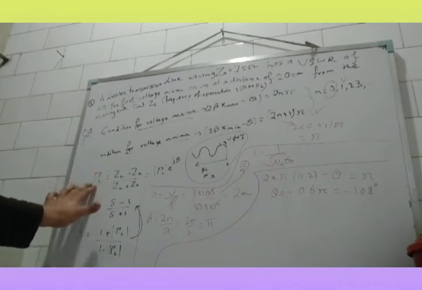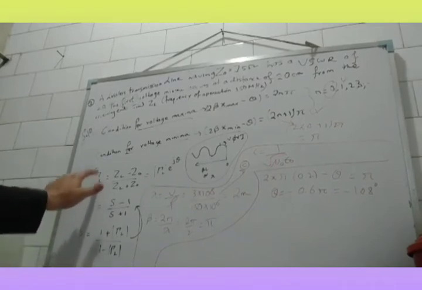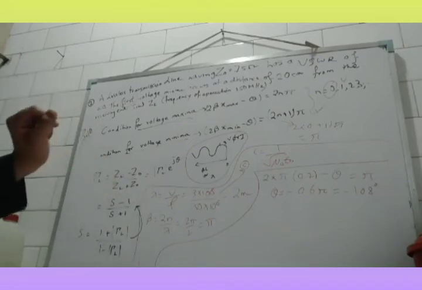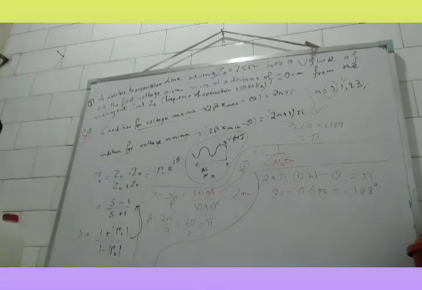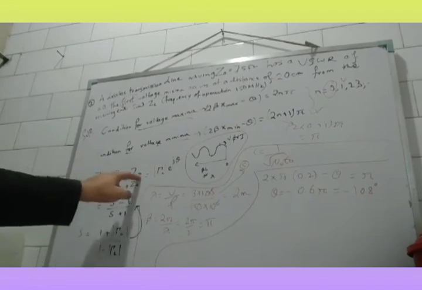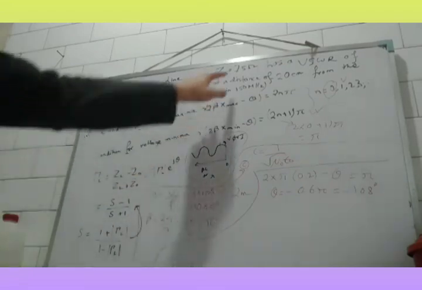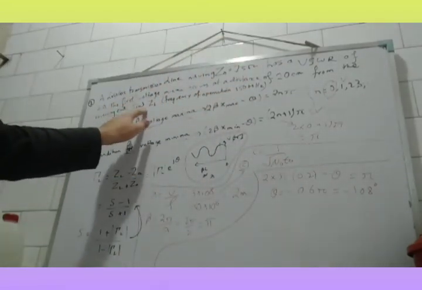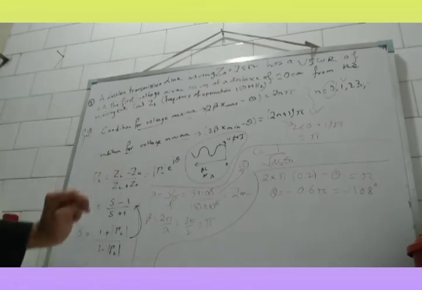Okay, so the reflection coefficient at the load end, L for load, is basically given by ZL minus Z0 by ZL plus Z0. What is this? ZL is the load impedance, Z0 is the characteristic impedance. See here Z0 is given as 75. ZL we need to calculate. Find ZL. So this you need to calculate.